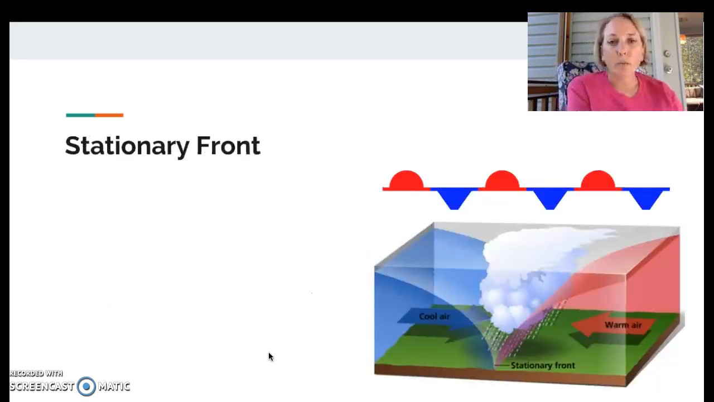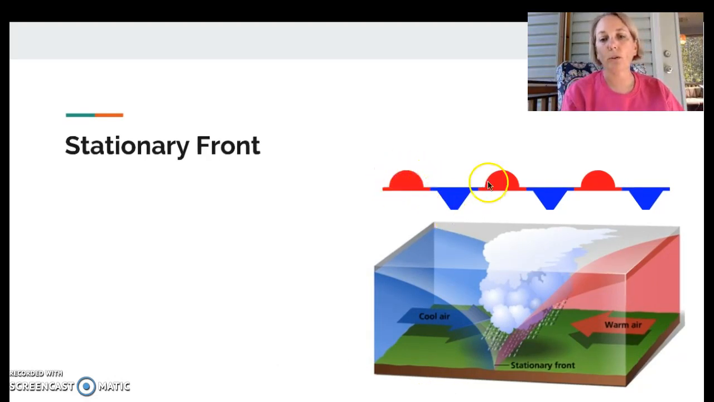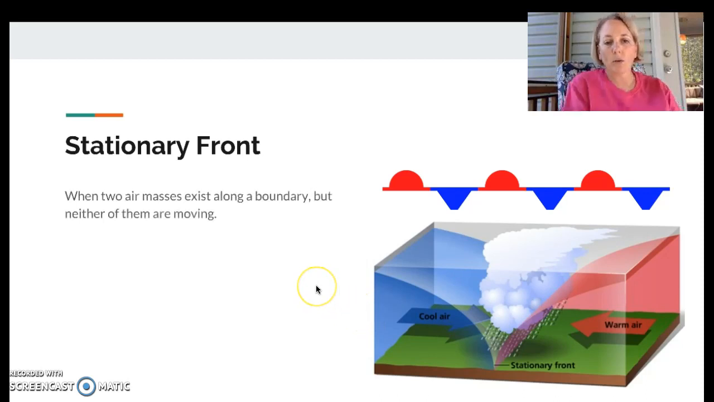A stationary front, the word stationary means to stay in one place. Here is the symbol that would be used on a weather map. You can see it's half a warm front, half a cold front, half a warm front, half a cold front, because that's exactly what's happening. Two air masses are along this boundary, but neither one is moving. They're stuck, they're stationary. Precipitation forms at the point where they meet.